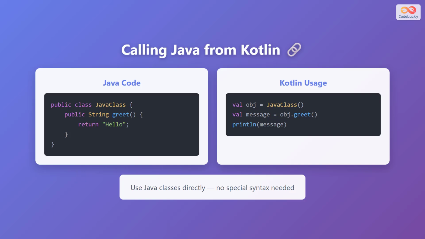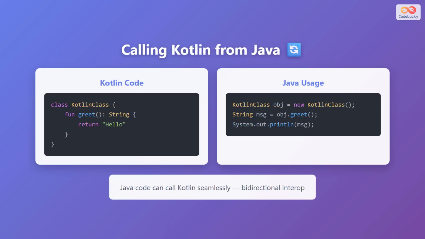This direct compatibility means you can immediately use any existing Java library in your Kotlin projects. Popular frameworks like Spring, libraries like JSON, and utilities like Apache Commons all work perfectly with Kotlin without modification.